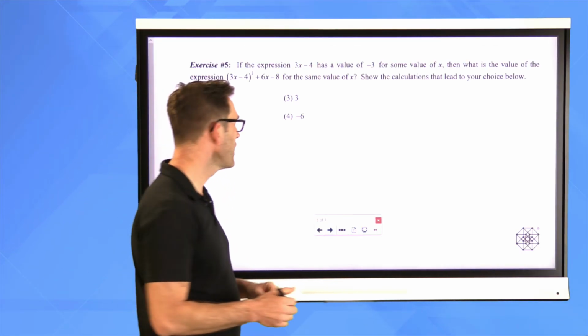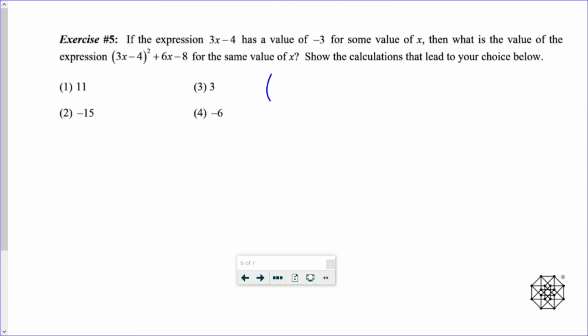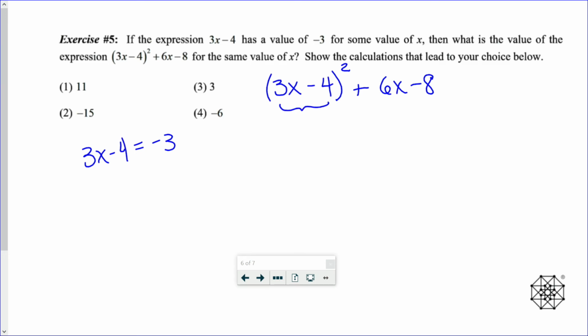All right, well, let me write that expression out a little bit larger so that we really have it on the screen. 3x minus 4 squared plus 6x minus 8. And what we know is that 3x minus 4 is equal to negative 3. So that's easy enough here. This is just going to be equal to negative 3. All right, that's no real problem. But this is a little bit trickier because it's not 3x minus 4. On the other hand, it is 2 times 3x minus 4.